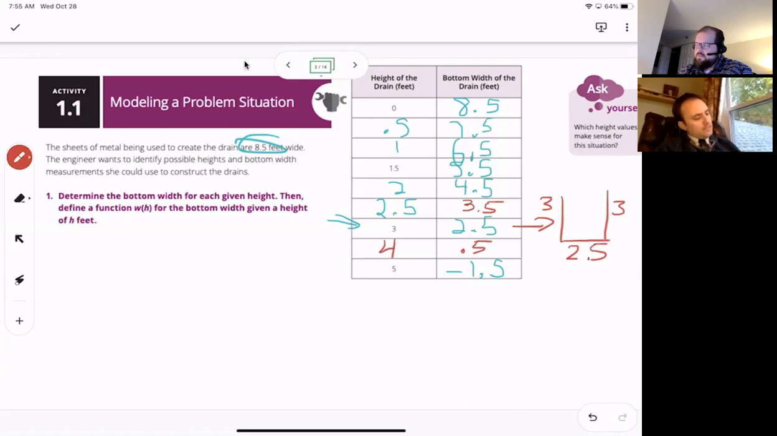So is this the same? If I go from 0 to 1, I go down by 2 on this side. If I go from 1 to 2, I go down by 2 on this side. Is this the same slope as the original problem? It is. That warm-up? Yeah.